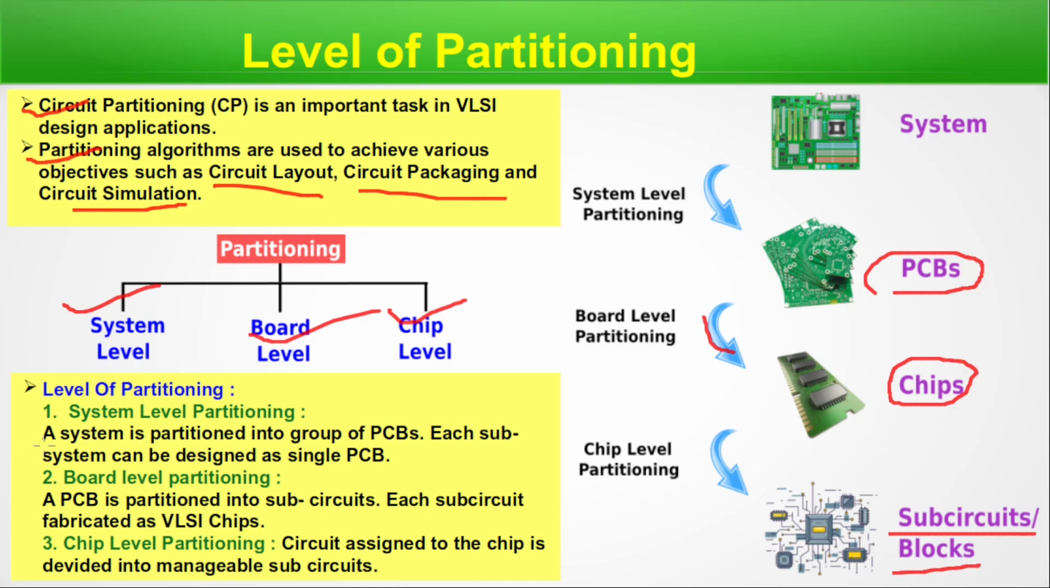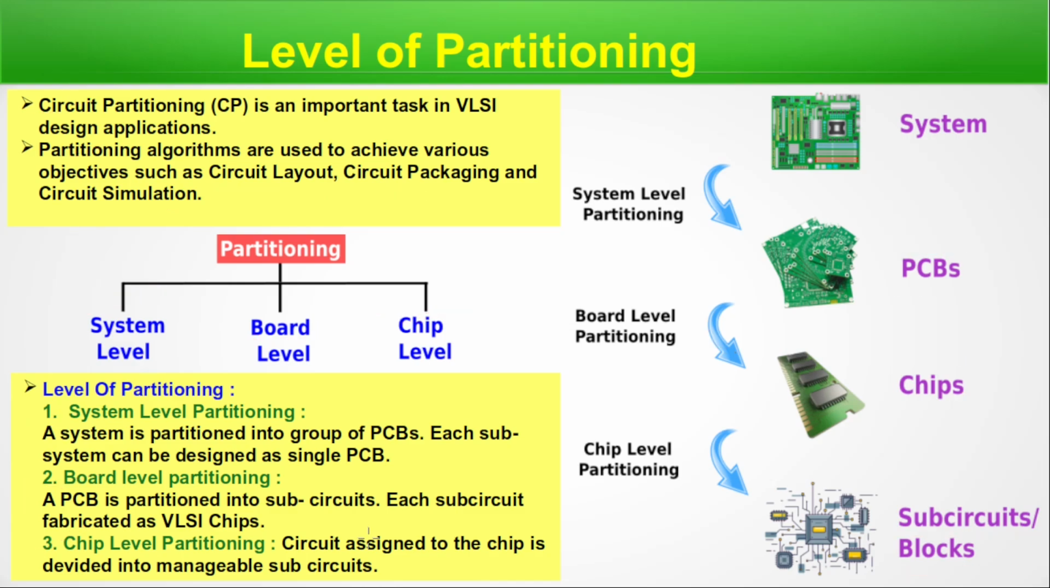So, system level partitioning: a system is partitioned into a group of PCBs. Each subsystem can be designed as a single PCB. Board level partitioning: a PCB is partitioned into subcircuits, each subcircuit fabricated as a VLSI chip. And third, chip level partitioning: the circuit assigned to a chip is divided into manageable subcircuits. So this is all about level of partitioning. Now we are done with this slide. We will move to the next slide.